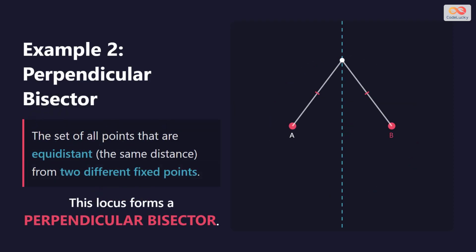Now, what if our condition is to find all points that are the same distance from two different fixed points? The path formed by this rule is a straight line right down the middle, known as a perpendicular bisector. Any point on this line is equidistant from the original 2 points.